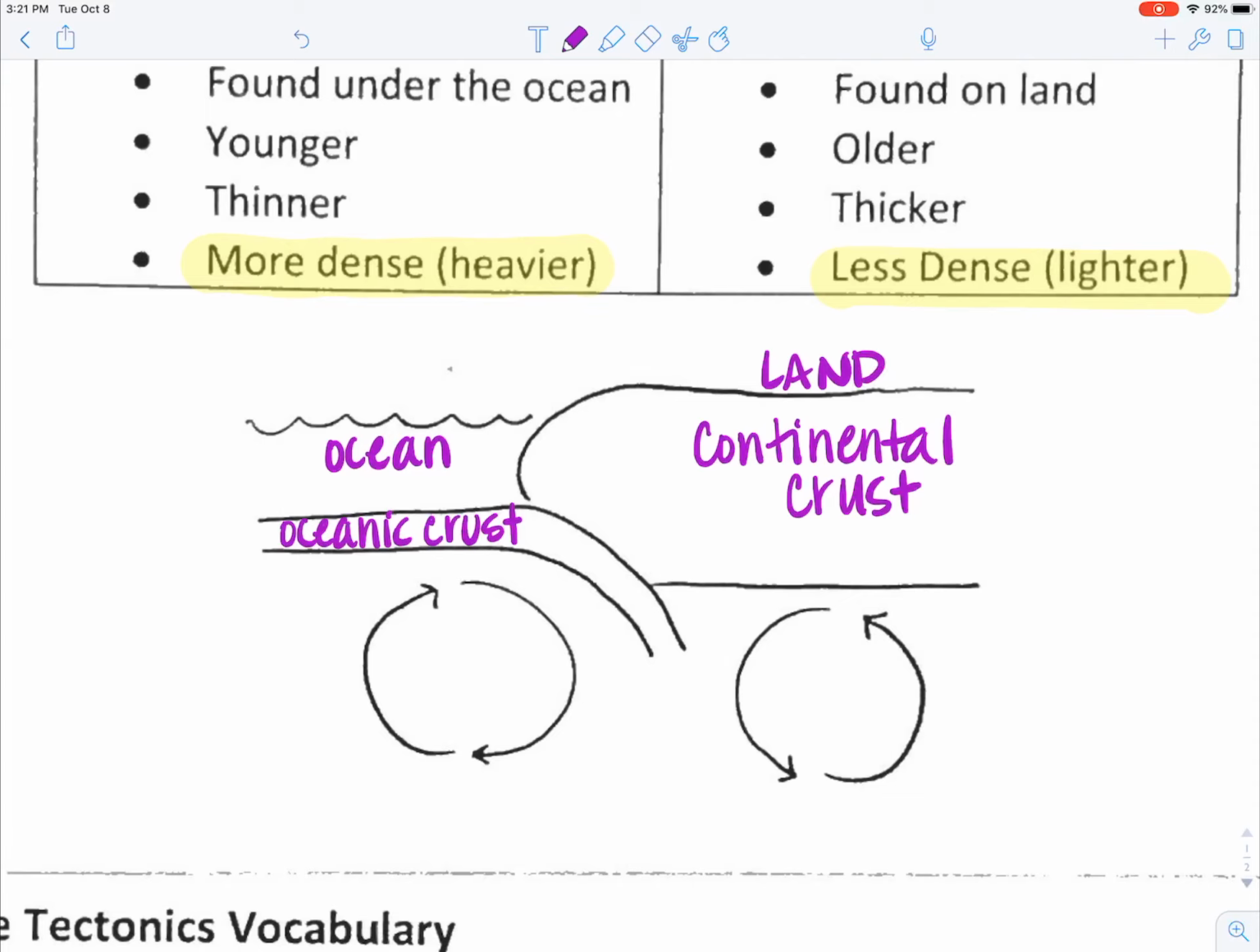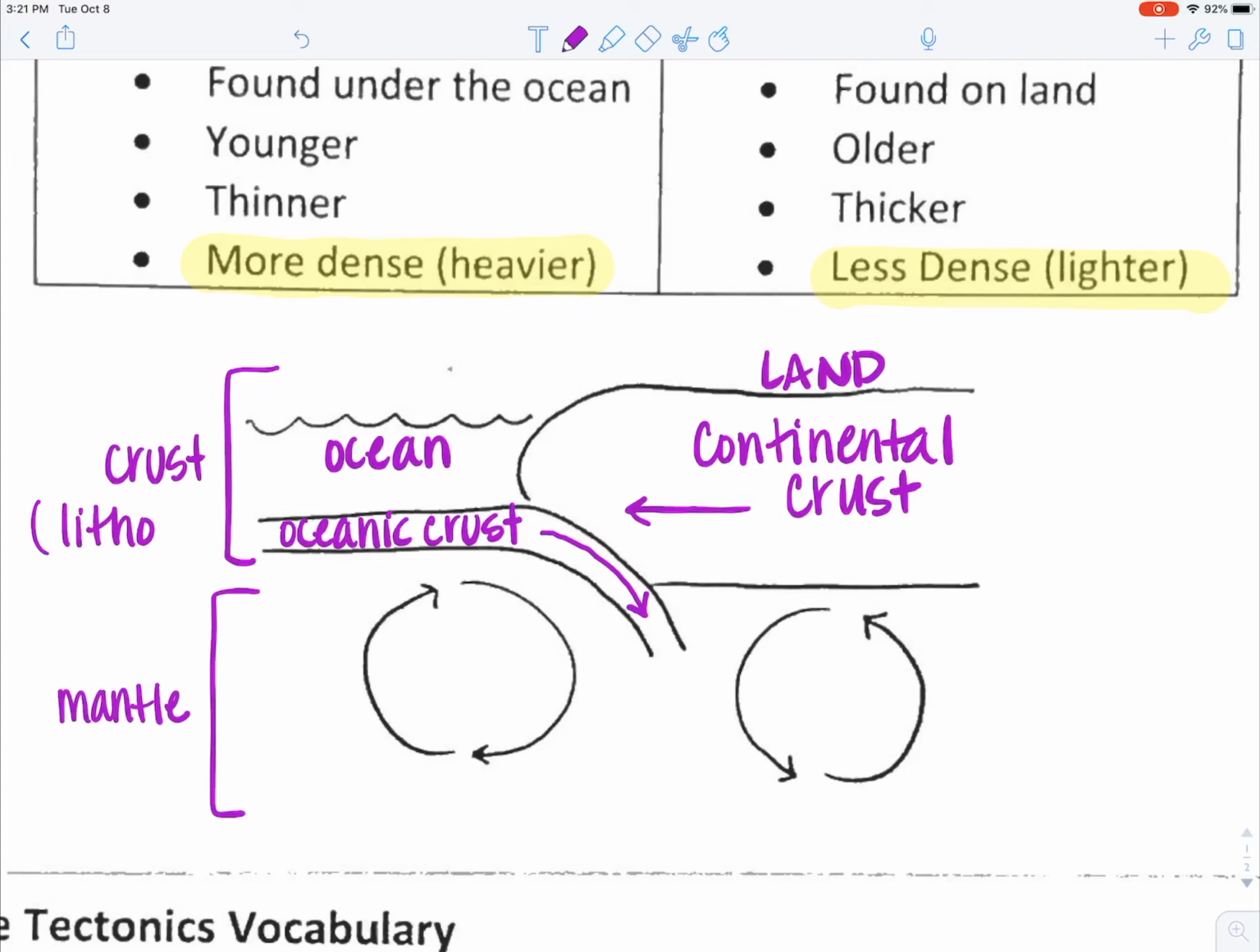Remember that the oceanic crust is more dense, it's heavier. So that oceanic crust is going to sink down below Earth's surface. That continental crust is a little lighter, so it's just going to stay up top. Now notice below the crust, this is our crust, so this is Earth's crust. Below the crust, we have the mantle. So we could say that this is our lithosphere and this is our asthenosphere. We talked about this in our Oreo cookie lab.